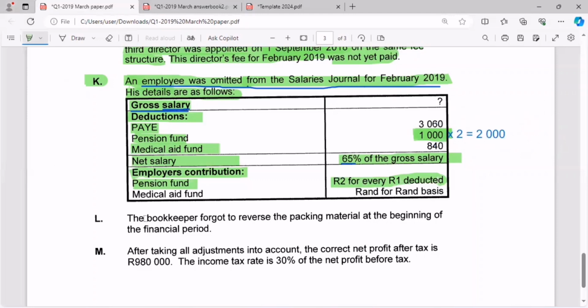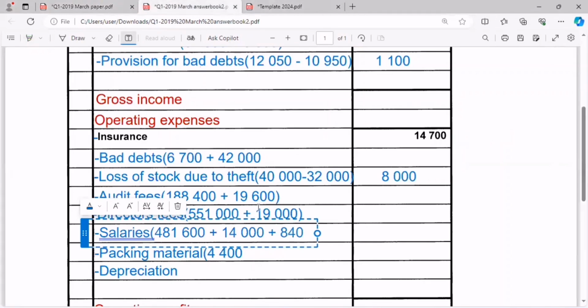And towards the medical aid fund, the employer contributes on a rand for rand basis. So this means the employer contributes the equal amount deducted for medical aid. So the deduction for medical aid is 840. So the contribution made by the employer is also 840, because we are using a rand for rand basis. So the contribution made by the employer is equal to the amount deducted for medical aid. So the medical contribution is 840. So we add 840.